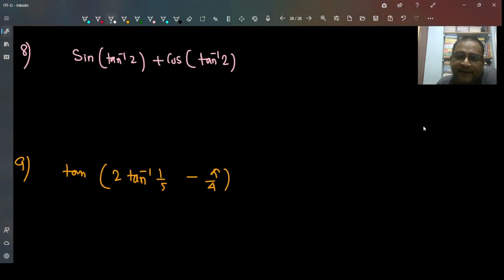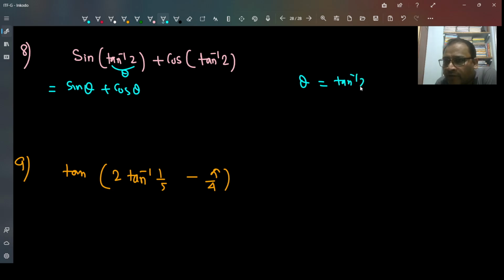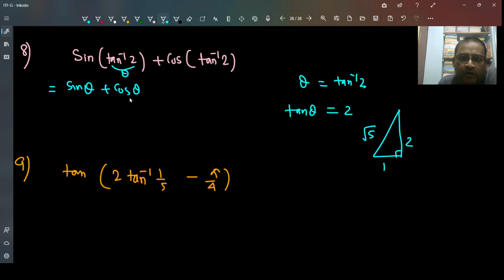Here we want to find sine of tan inverse 2 plus cos of tan inverse 2. This value I call theta. So I have to find the value of sine theta plus cos theta. Our theta is tan inverse 2. From here tan theta is nothing but 2. Draw one right triangle. Take this value as 2, this is 1, so the hypotenuse is root 5. So sine theta is equal to 2 by root 5, cos theta is equal to 1 by root 5. The sum is 3 by root 5.